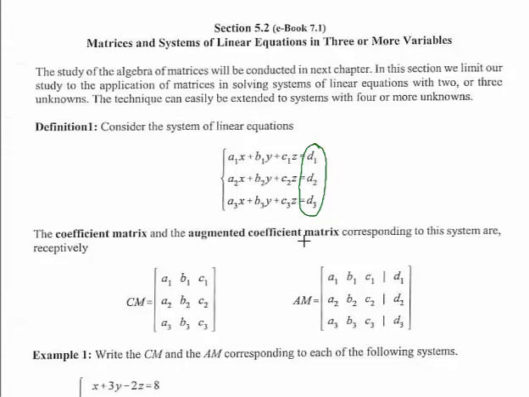Once you know how to construct the coefficient matrix, the augmented coefficient matrix is the same matrix, except we add a fourth column and we include the constants D1, D2, and D3. We can also put these bars between the coefficients and the constants. And this is sort of a matrix representation of the equal sign.